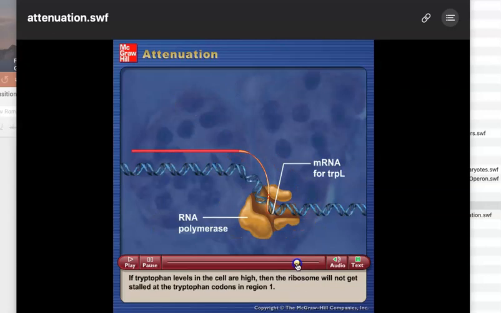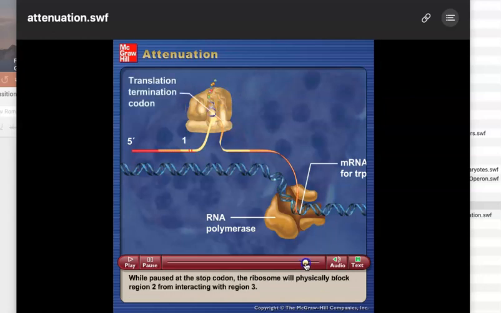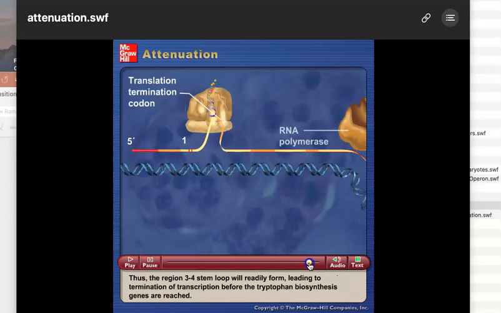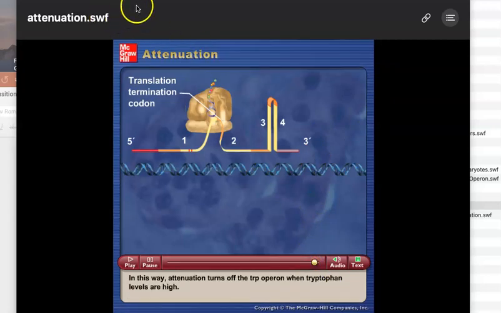If tryptophan levels in the cell are high, then everything moves quickly. The 3-4 stem loop readily forms, leading to termination of transcription. So that 3-4 actually kicks the polymerase off and blocks the transcription.